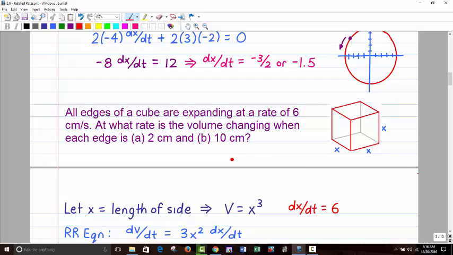Okay, let's say we have a cube here. And all edges of the cube are expanding at a rate of 6 centimeters per second. So it's some sort of growing cube. It could be like a horror movie, Attack of the Killer Cube. You could also do this for melting ice and have the rates be decreasing as it's melting.